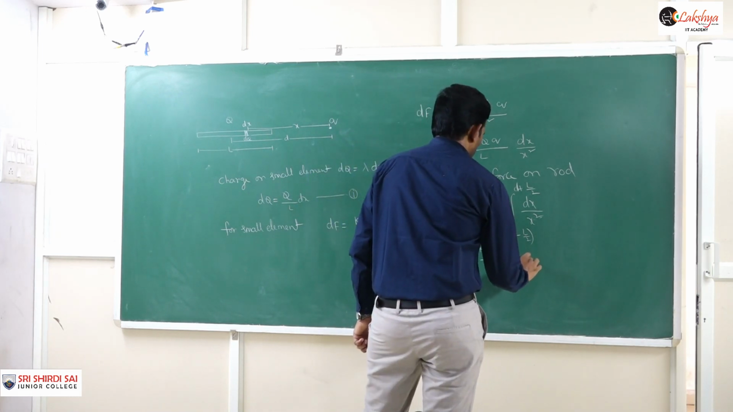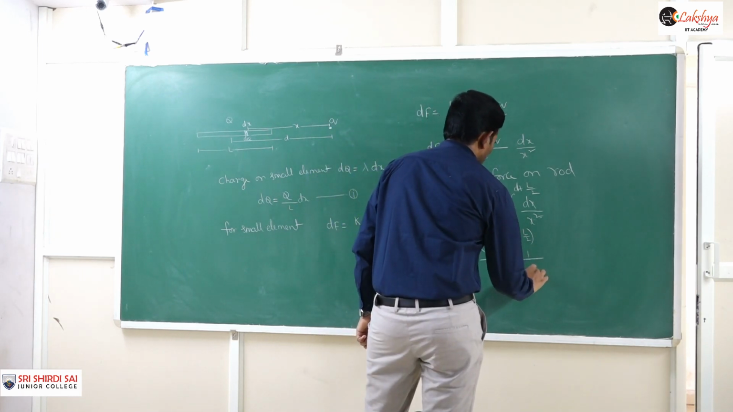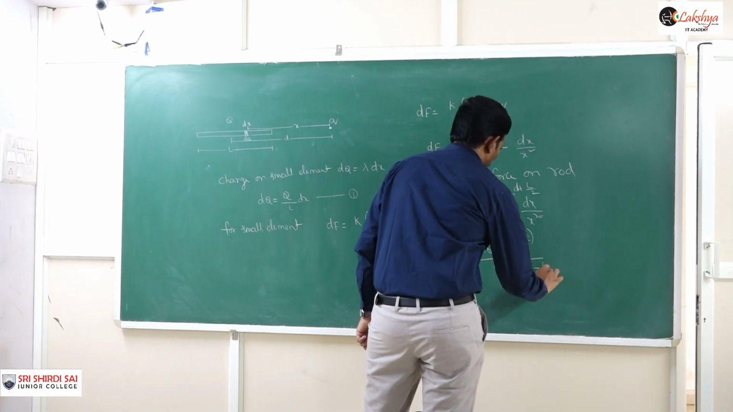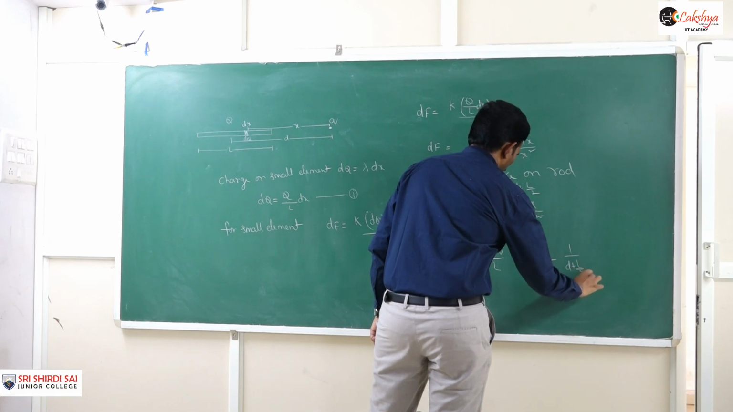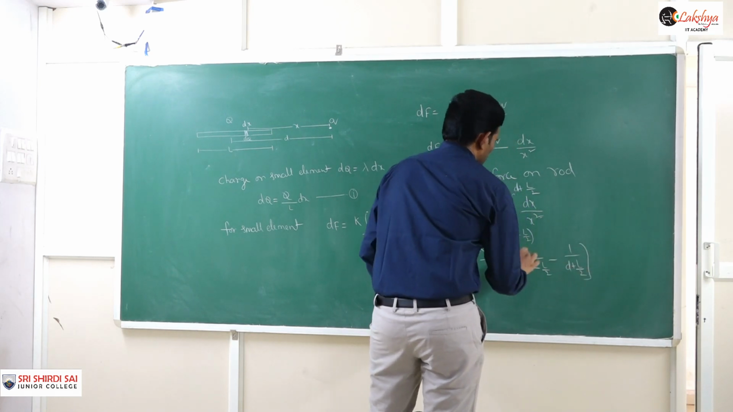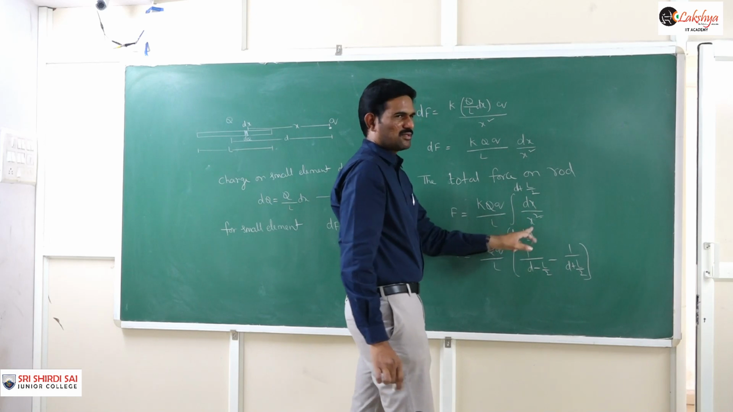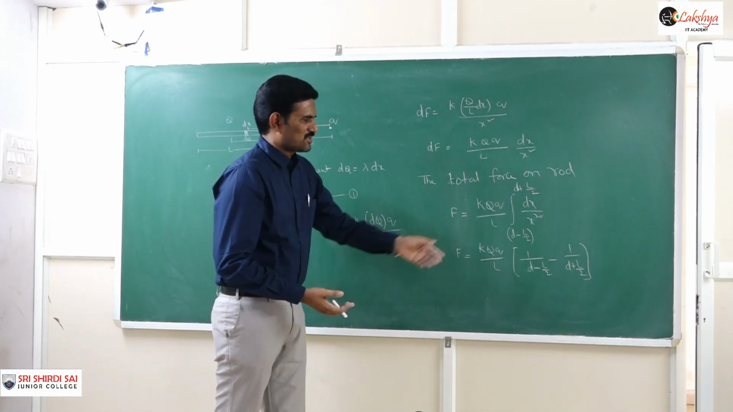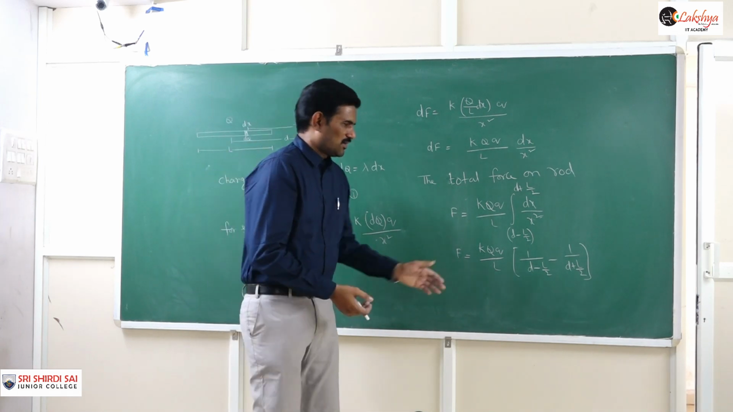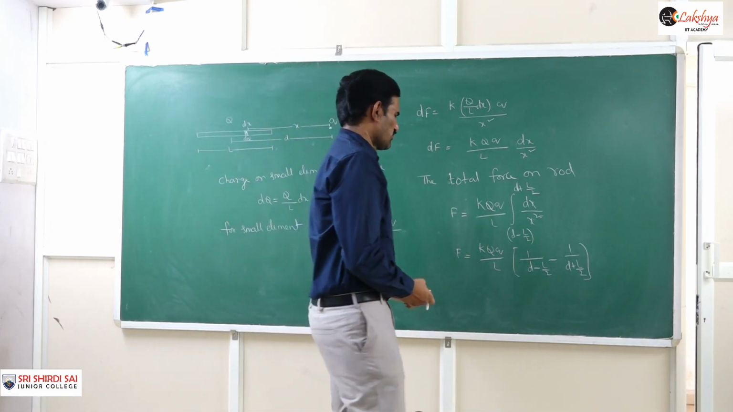So minus 1 by x you will get, and I am substituting these limits: minus 1 by d minus L by 2 minus, minus 1 by d plus L by 2. The integration of 1 by x square is nothing but minus 1 by x. So after substituting the limits you will get it like that. Now we can take the LCM and simplify this.